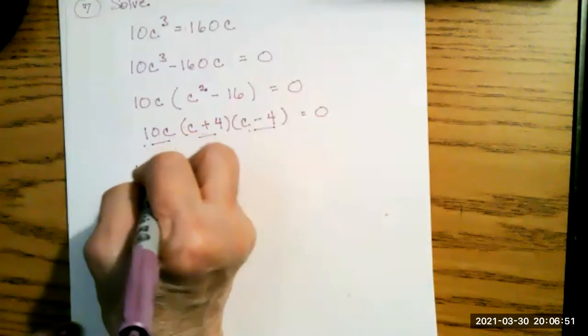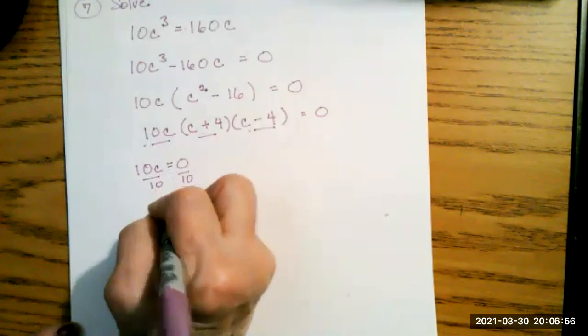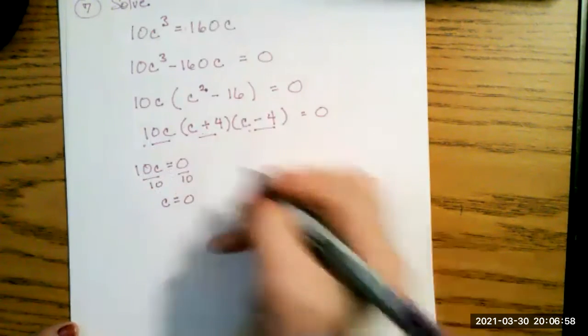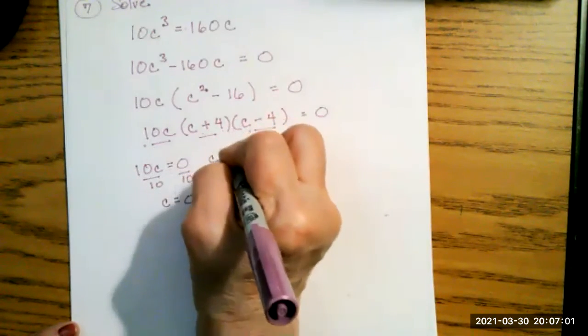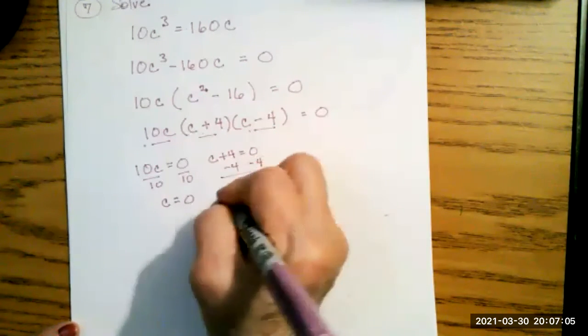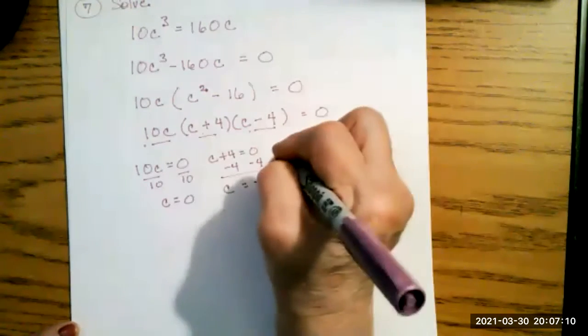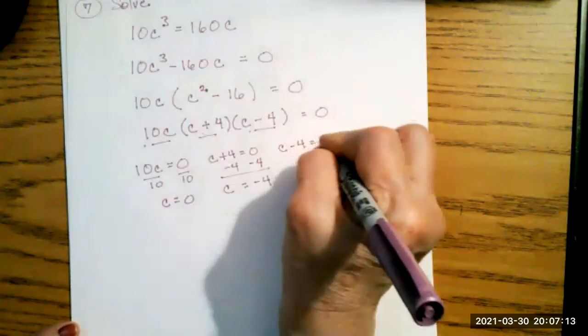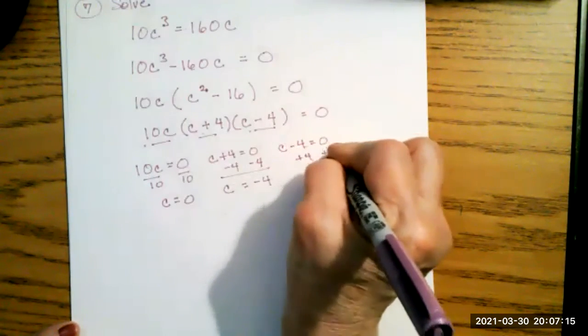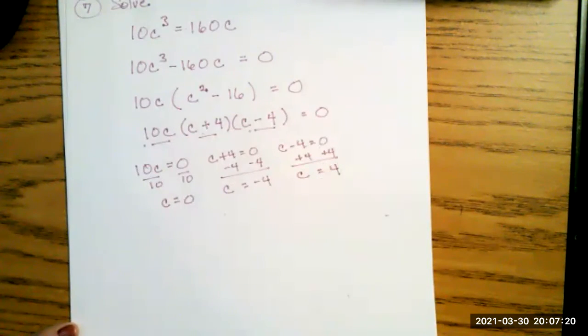So 10c equals 0. Divide out the 10, and you'll get c equals 0 from that one. C plus 4 equals 0. Subtract the 4, and c equals negative 4 from that one. C minus 4 equals 0. Add 4, and c equals 4 from that one. So your zeros are 0, negative 4, and positive 4.